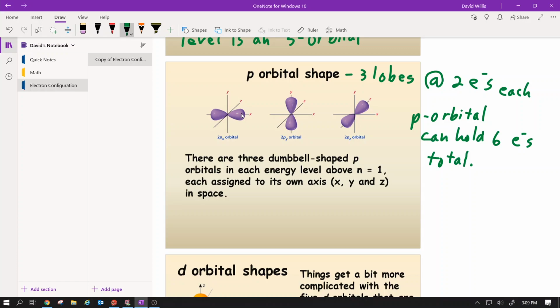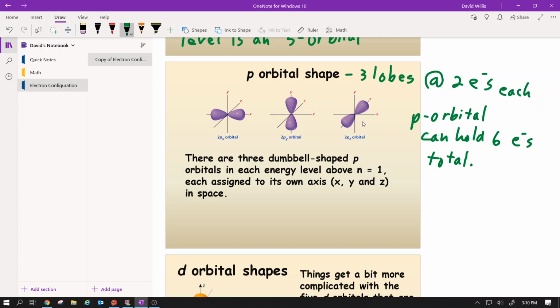And again, you see that they are kind of dumbbell shaped. That does not mean that the electron orbits in a figure 8. That means that 90% of the solutions to Schrodinger's equation for the p orbital belong in one of those 3 dumbbells. So for any electron that's in the p orbital, there's a 90% chance that it will be within these dumbbells.